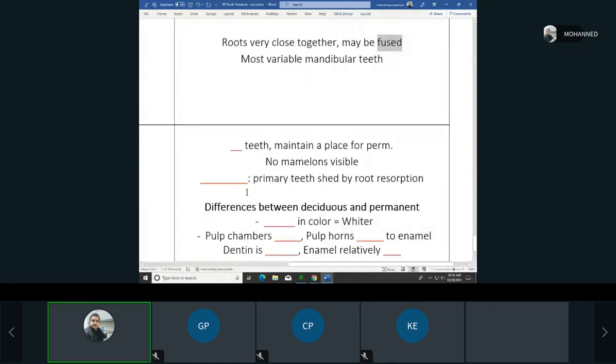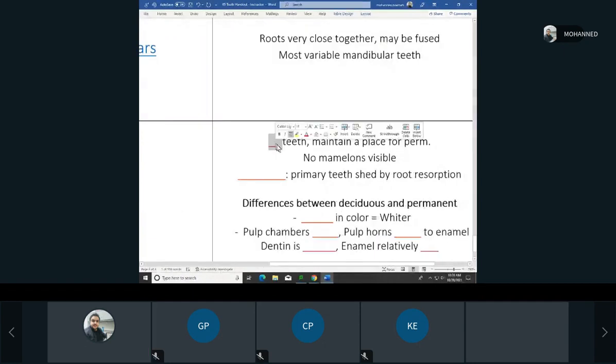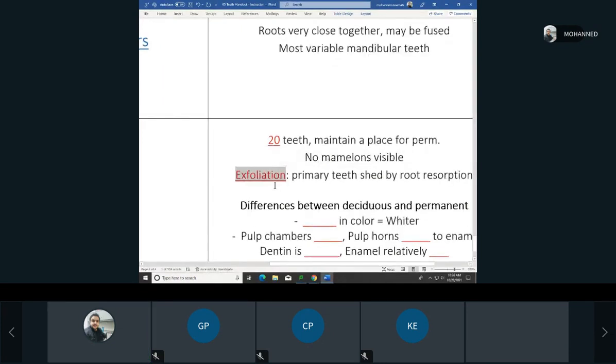And at the end, for primary teeth, how many teeth do we have? 20 exactly, and they would help to maintain the place for permanent teeth. We would not see mamelons on them, and that is the term that we use for teeth that fall by resorption, exfoliation.